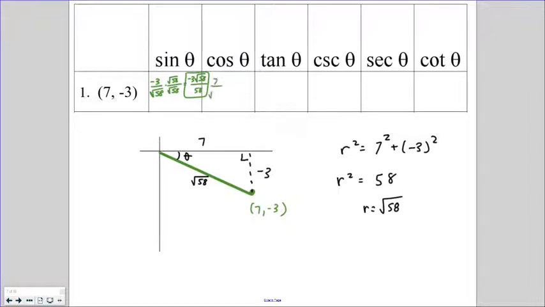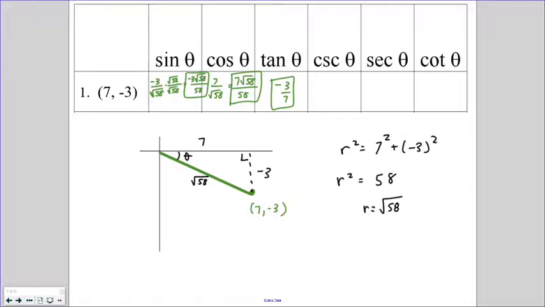Cosine then is adjacent over hypotenuse. That is 7 over the square root of 58. Again, I have to rationalize. We're going to multiply everything by the square root of 58 over the square root of 58. When I rationalize, we get 7 root 58 over 58. Tangent's a little bit nicer. We've got opposite over adjacent here, so negative 3 over 7 is the final answer.